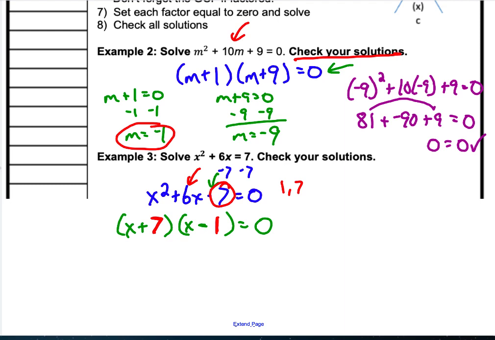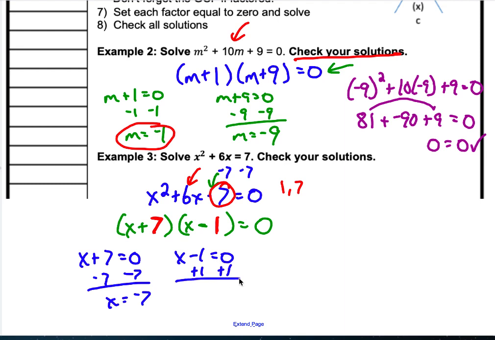Now I go ahead and use my zero product property. x plus 7 is equal to 0. x minus 1 is equal to 0. And I solve them and get x is equal to negative 7. And I get x is equal to 1.